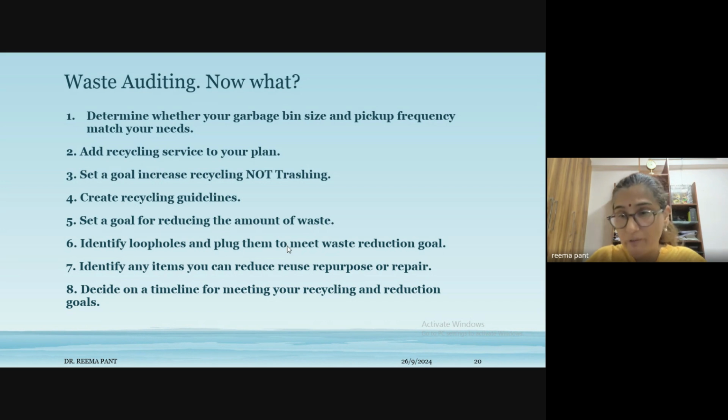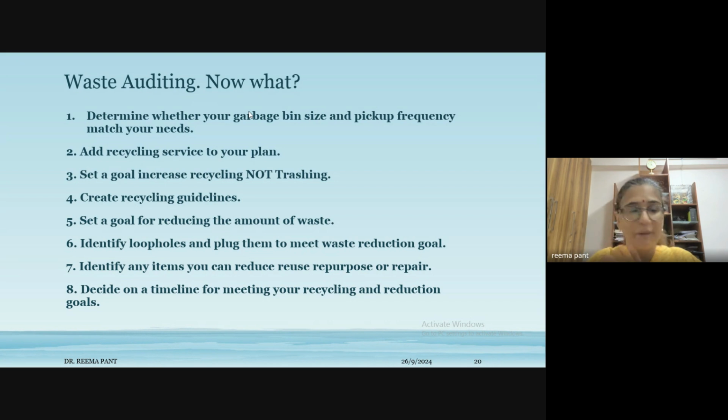Now that you know what all recycled material you're using, you can go in for your recycling plan. Then you can see what kind of recycling guidelines you need. You can find out the loopholes. What are the things that I can cut down on? What are the things that I don't need?